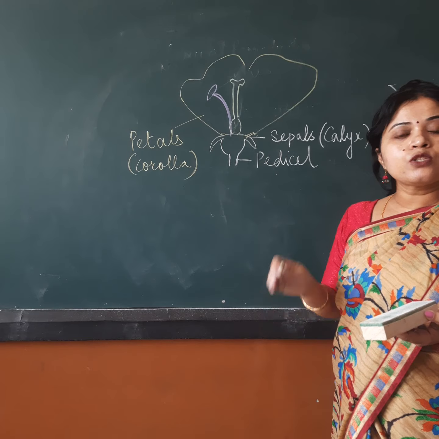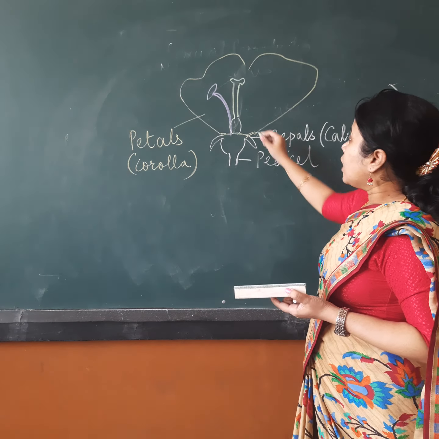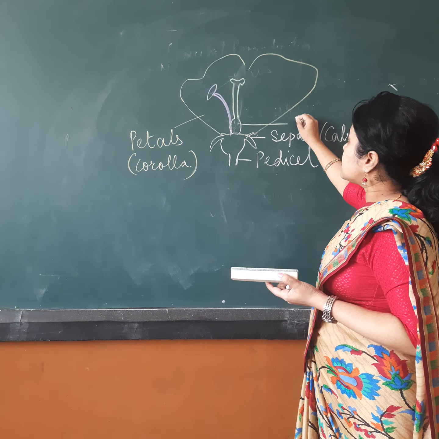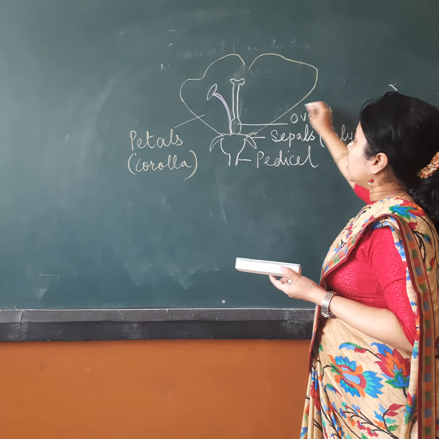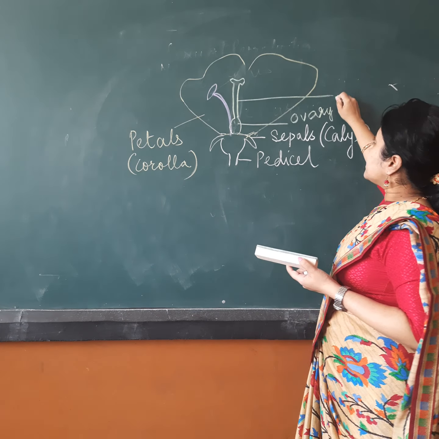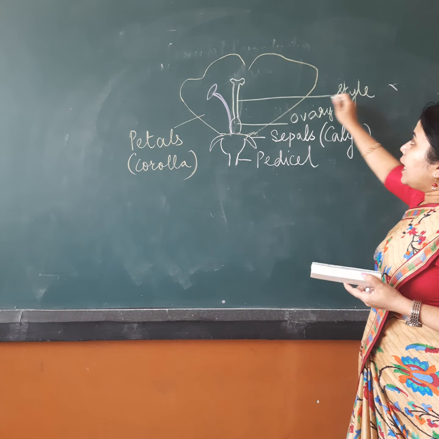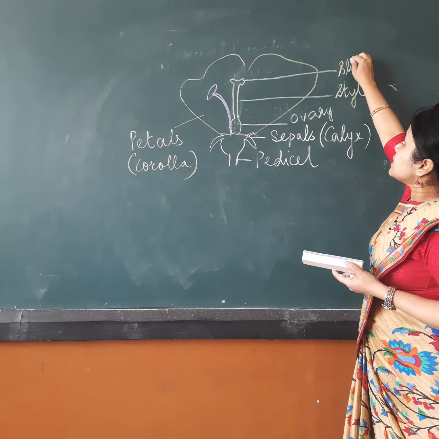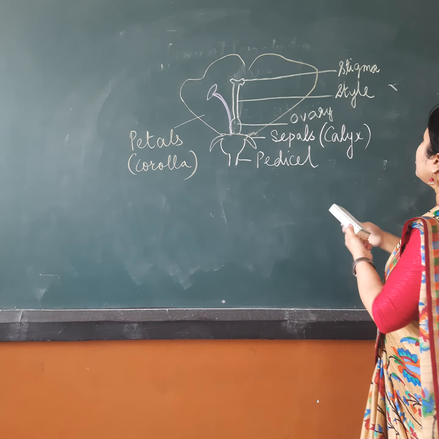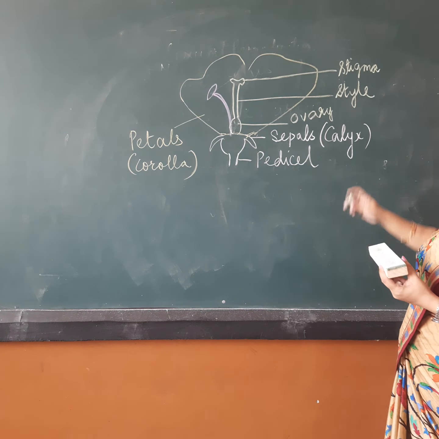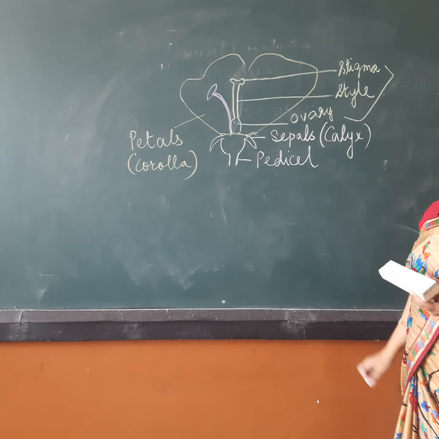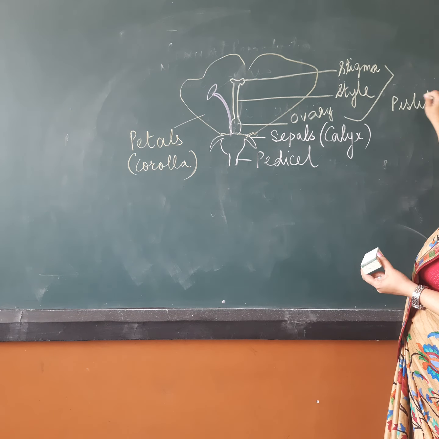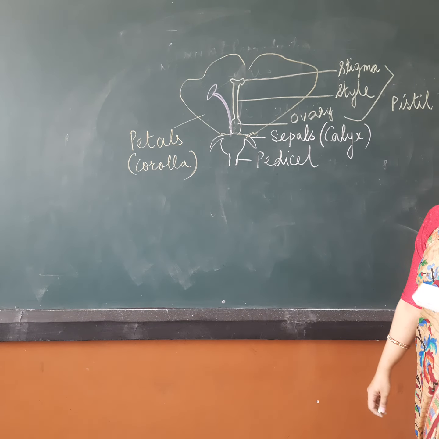So let us see the parts of male and female reproductive organs. Now, first female reproductive organ I will see. It is divided into ovary, a long slender stem that is called as style, and at the top it has got a cap which we call it as stigma. So, ovary, style and stigma, these will be together forming the female reproductive organ, which you can call it as a pistil or you can call it as gynecium also.